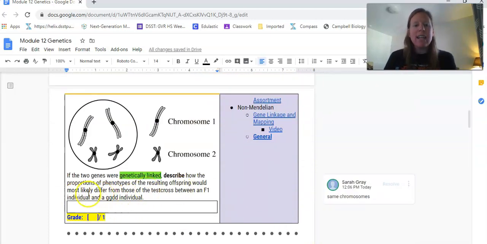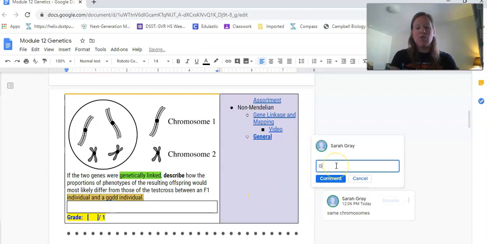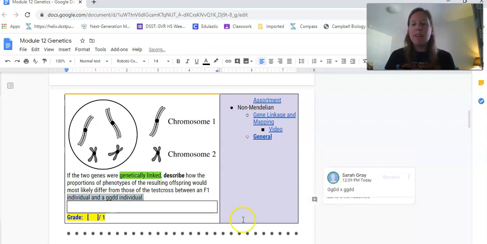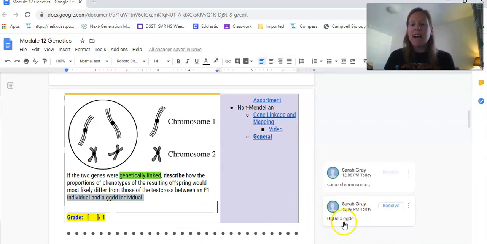So I'm crossing an F1 individual with a homozygous recessive individual. Great. So I'm just going to draw that cross. We quick jot it down so that way I can see what I'm looking for. Now remember, this is a dihybrid cross, these are linked. But what would it be like if it was not linked? So we just want to quick think about, like, what would that look like? So I don't have to FOIL these gametes.